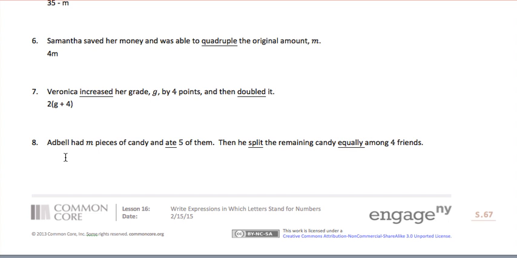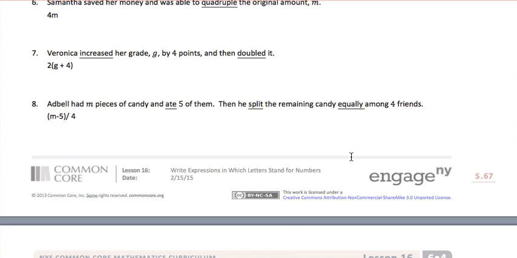So then we have, in the expression, m minus 5. That's what he did first. Then he split the candy equally. So we're going to have to take our m minus 5 and put it in parentheses, because that's the first thing that happens. And then it is split equally, which means divide, among his 4 friends. So m minus 5, that's what he ate. Then we divide it among 4 friends.